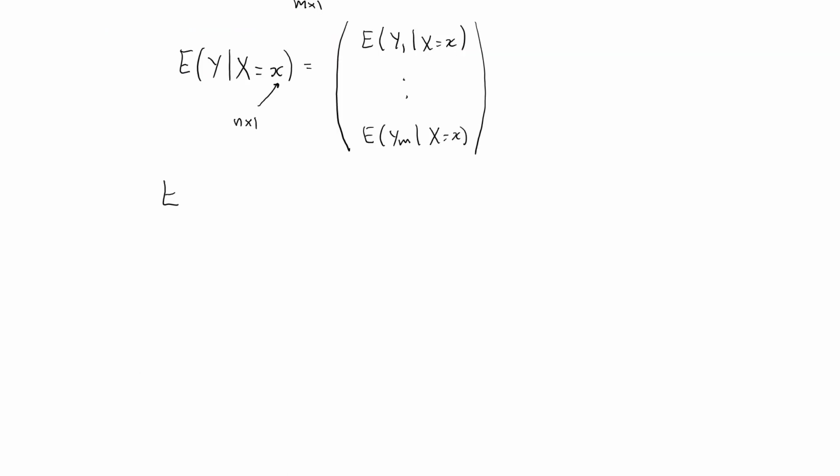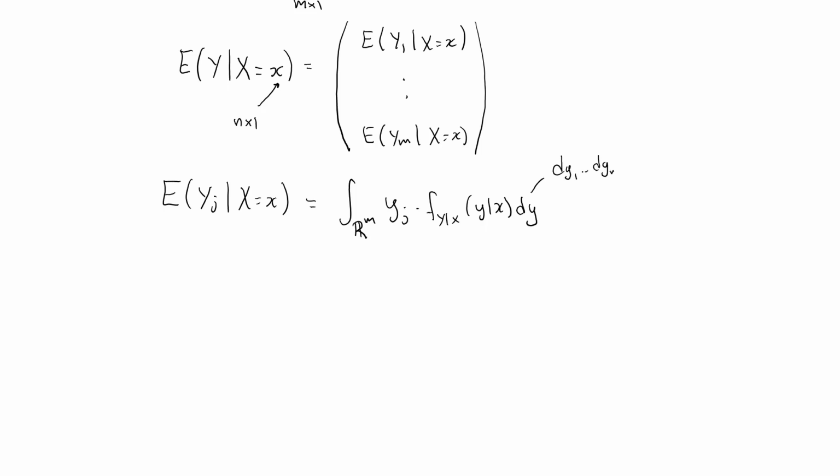So for each of these conditional expectations, say yj given x equal to x, we integrate over R^m yj times the conditional density of y given x, dy. This dy is really dy1 through dym. The conditional PDF contains all the y and the x variables, but since we integrate away all the y variables, this is just a function of x.